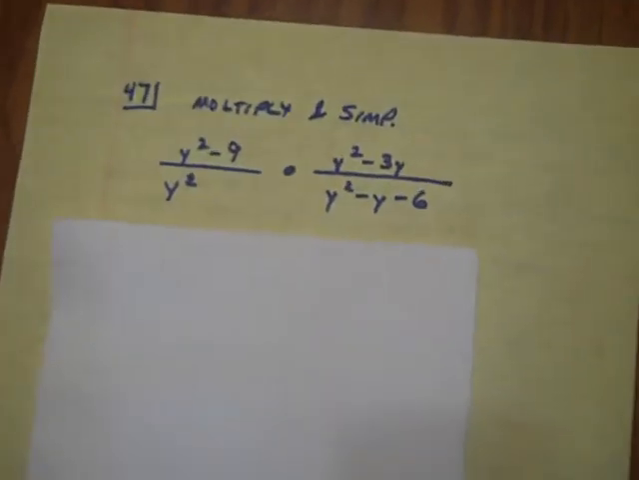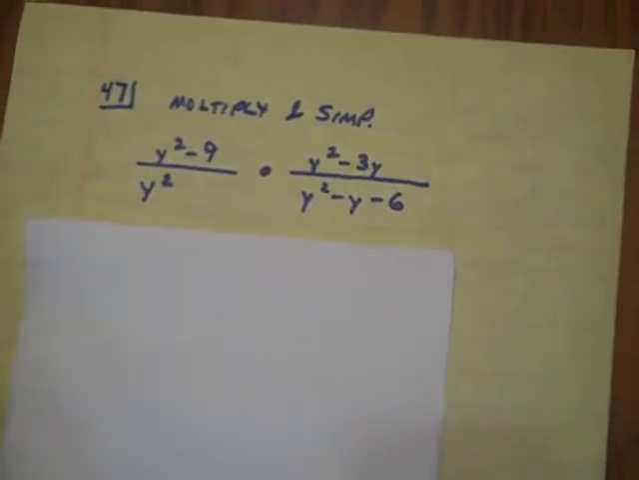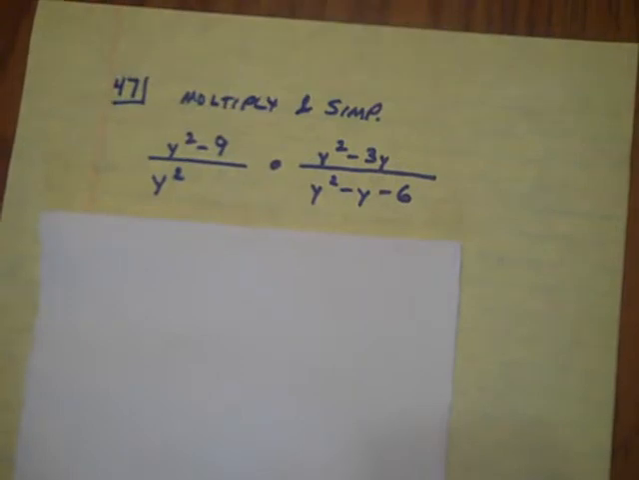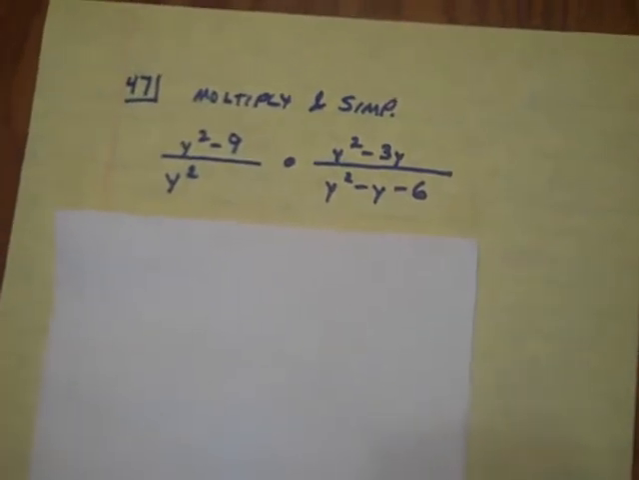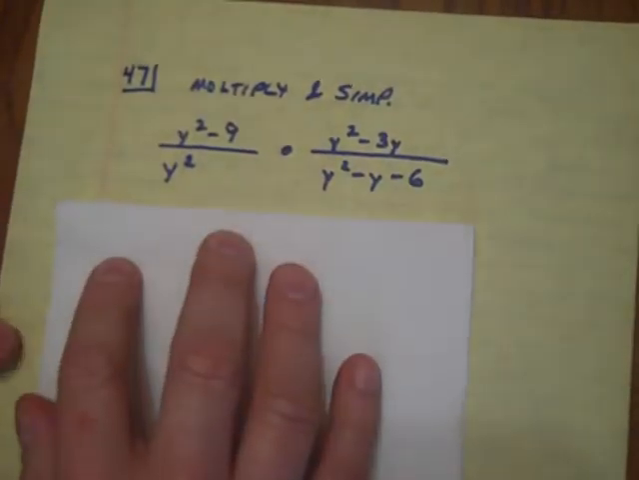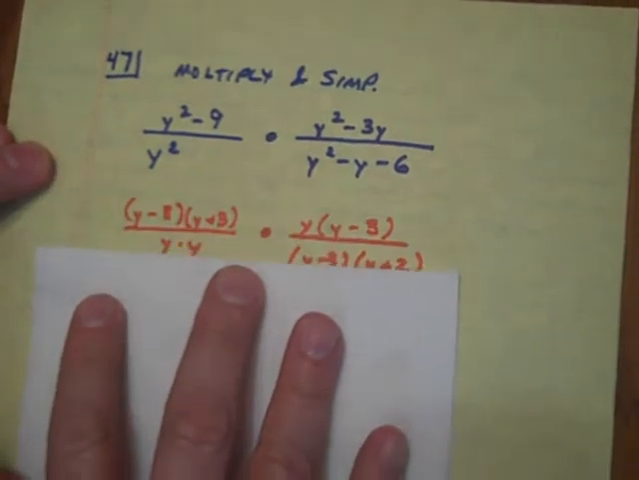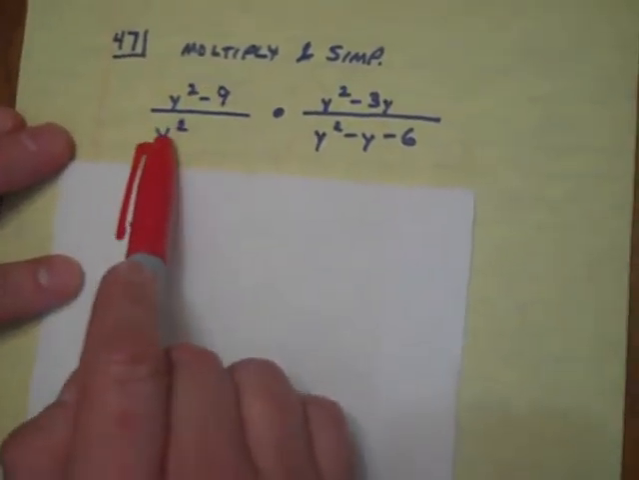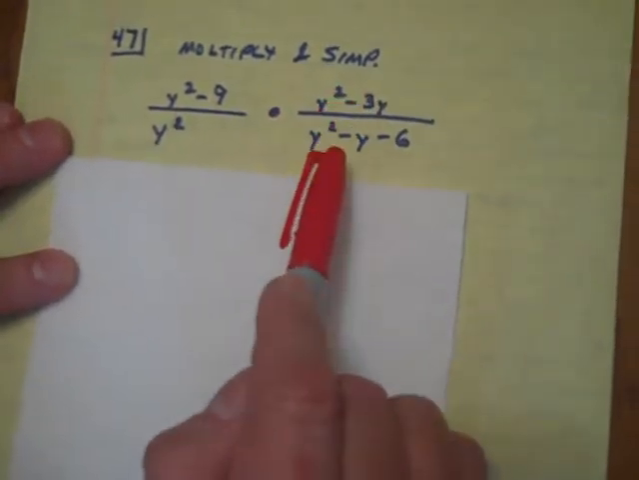The next one is problem 47. And it says multiply and simplify. Again, I'll do excluded values here or domain restrictions because I think it's important on this. So, first thing is to factor, and you've got to see that this is 2 terms. It has to be factored. This is factored, so it's done. This needs to be factored. This needs to be factored.